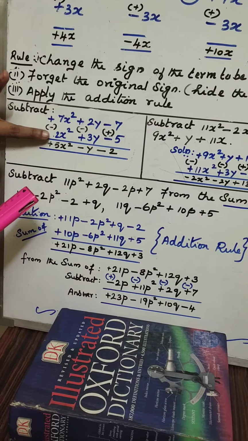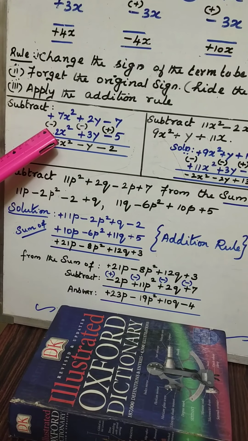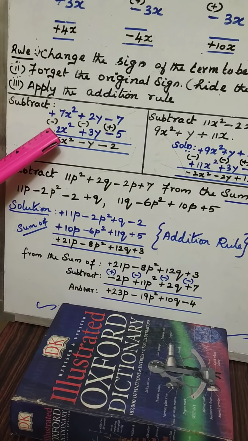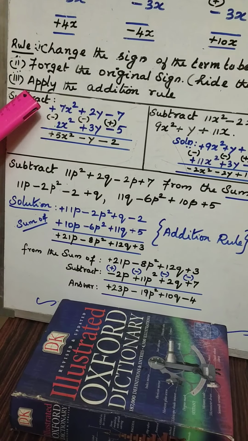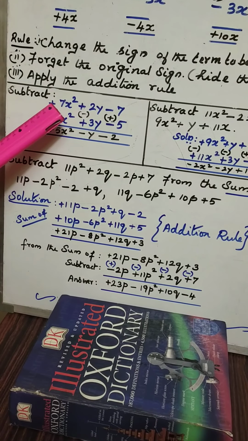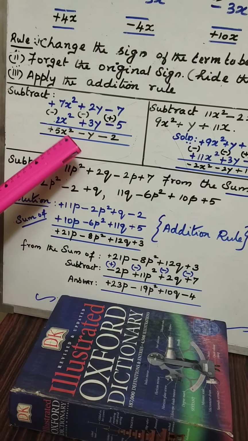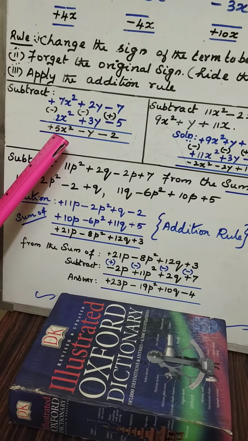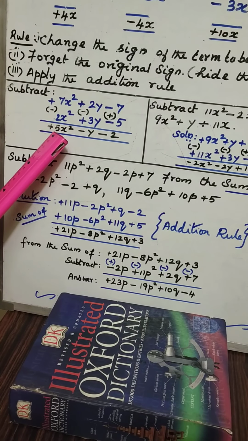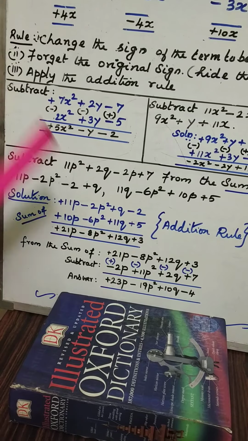Now forget the original sign. Here the original sign is plus. We have to forget the original sign, the new sign is only this. Now totally we have 1 plus and 1 minus, and when you apply the addition rule, 7 minus 2 will become plus 5 because the bigger number's sign is plus.